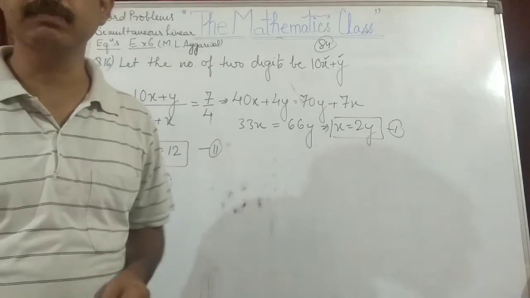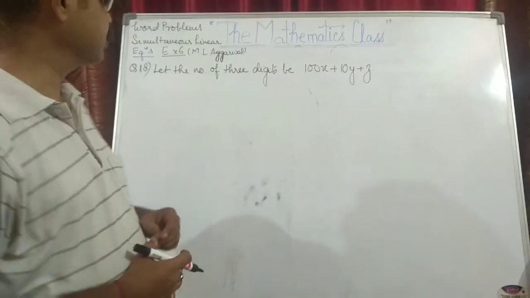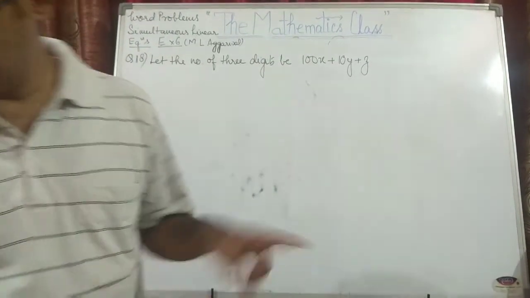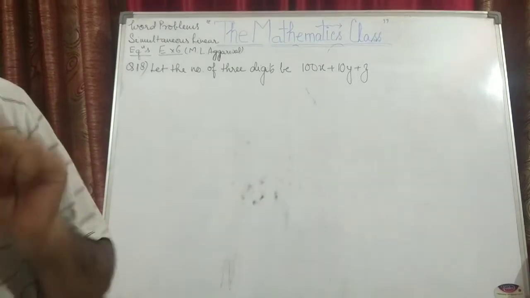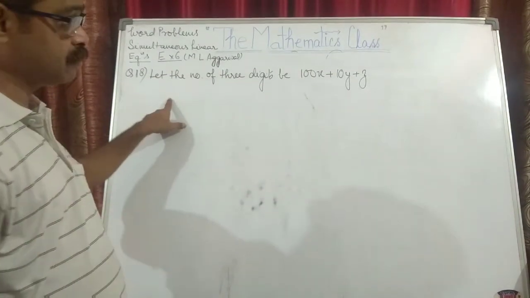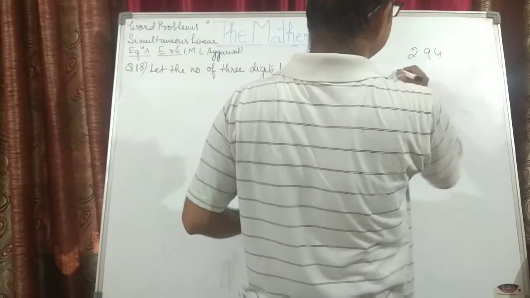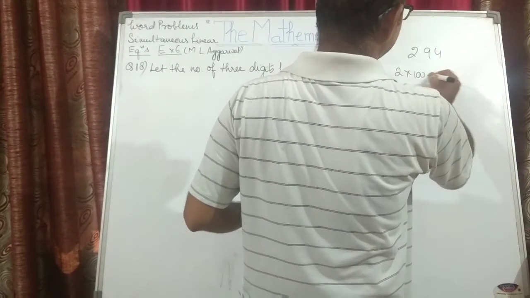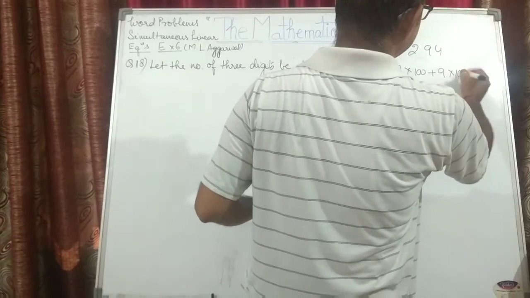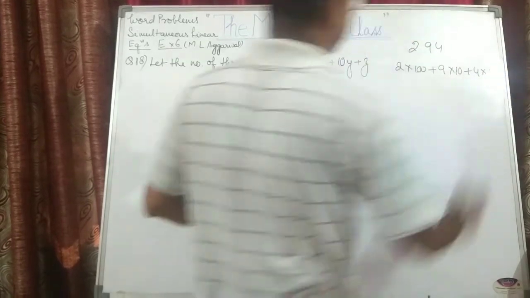Now we move on to question number 18. In question number 18, I'll read out the question first. They say a number of 3 digits. Now, how do we write a number of 3 digits? Suppose you take 294, it means 2 into 100 plus 9 into 10 plus 4 into 1.